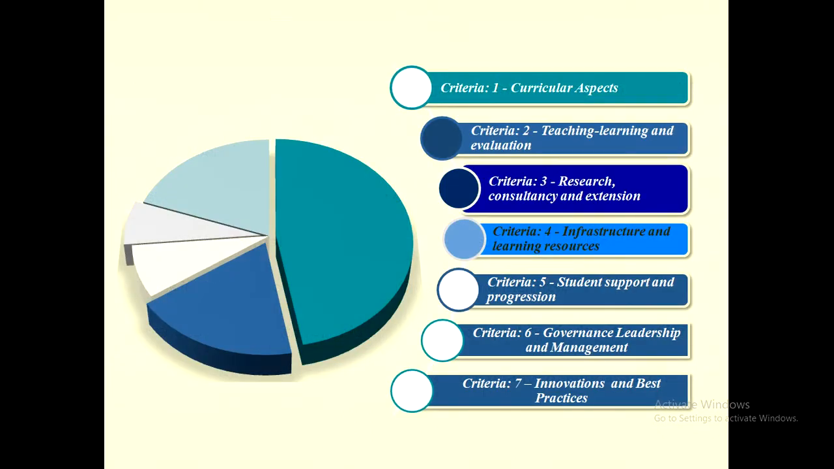NAAC gives the accreditation based on 7 criteria, and each criterion has some marks, with the total being 1000. Criteria 1 is curricular aspects, criteria 2 teaching, learning and evaluation, criteria 3 research, consultancy and extension, criteria 4 infrastructure and learning resources, criteria 5 student support and progression, criteria 6 governance, leadership and management, criteria 7 innovation and best practices.